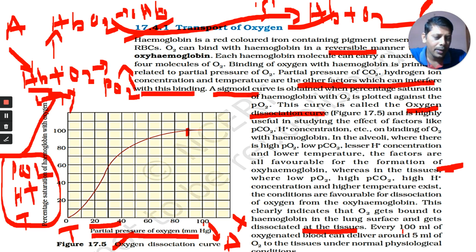As I explained, every 100 ml of oxygenated blood can deliver about 5 ml of oxygen to the tissues under normal physiological conditions. That's about this part, transport of oxygen. It is not yet completed. The remaining part of transport of gases would be completed in the next part.